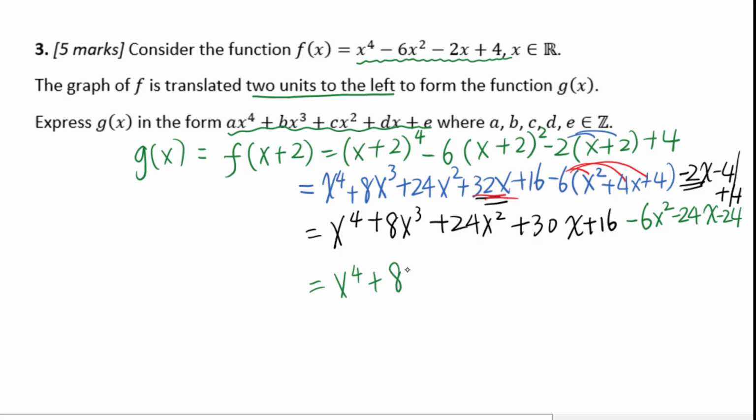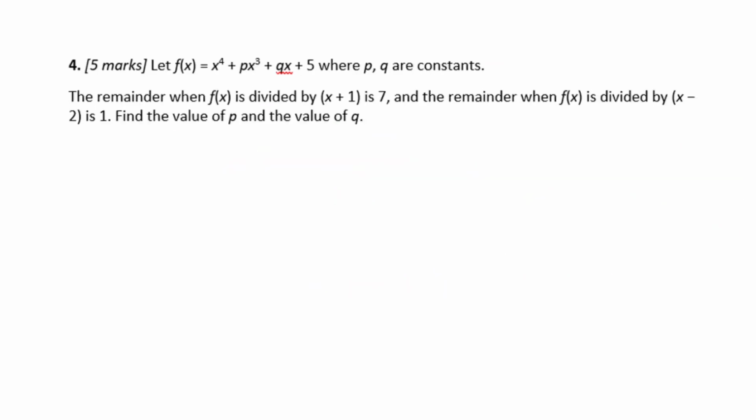x to the fourth power plus x to the third power, these two, plus 18x squared plus 6x minus 8. Let's go to question 4.